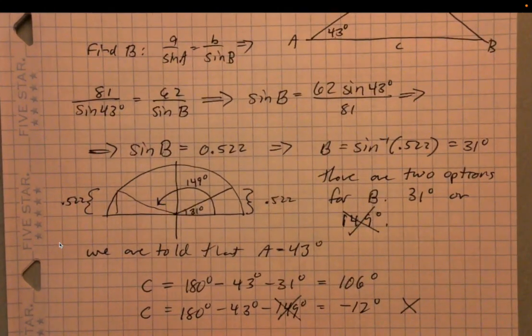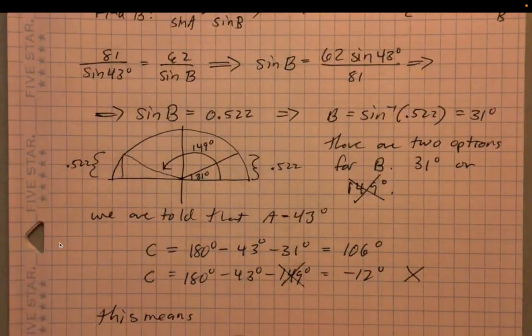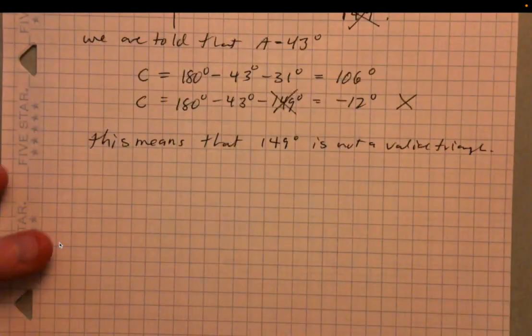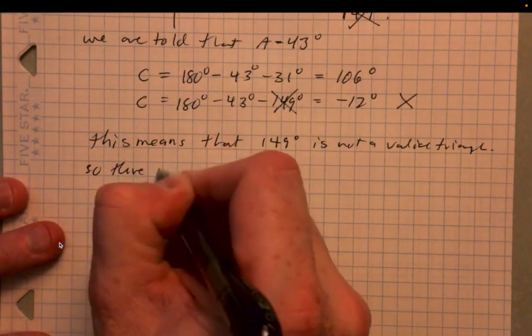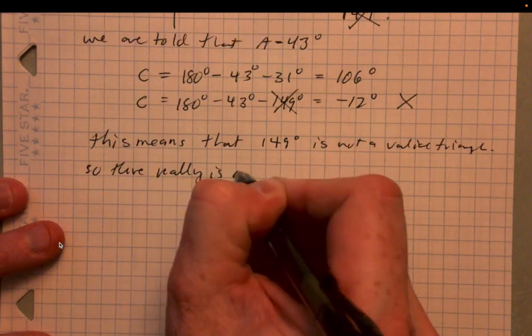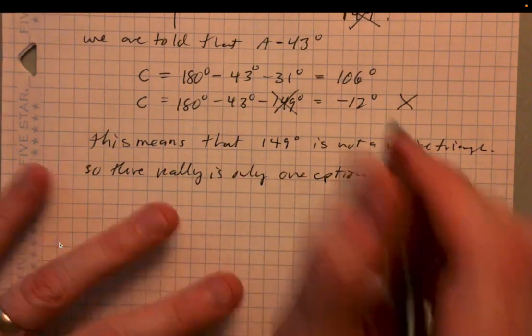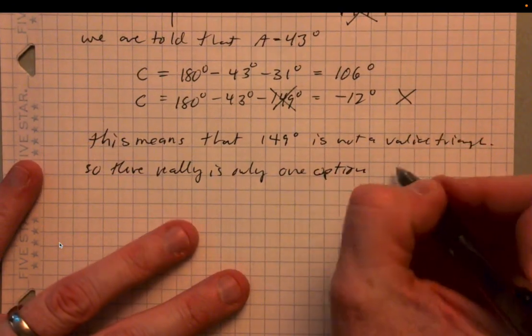This means that 149 degrees is not a valid triangle, right? So there really is only one option, and that's where B is equal to 31 degrees.